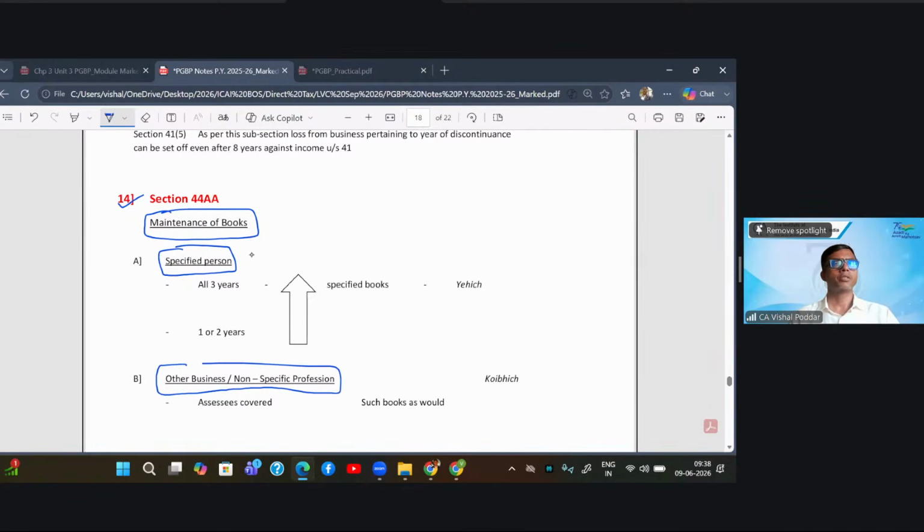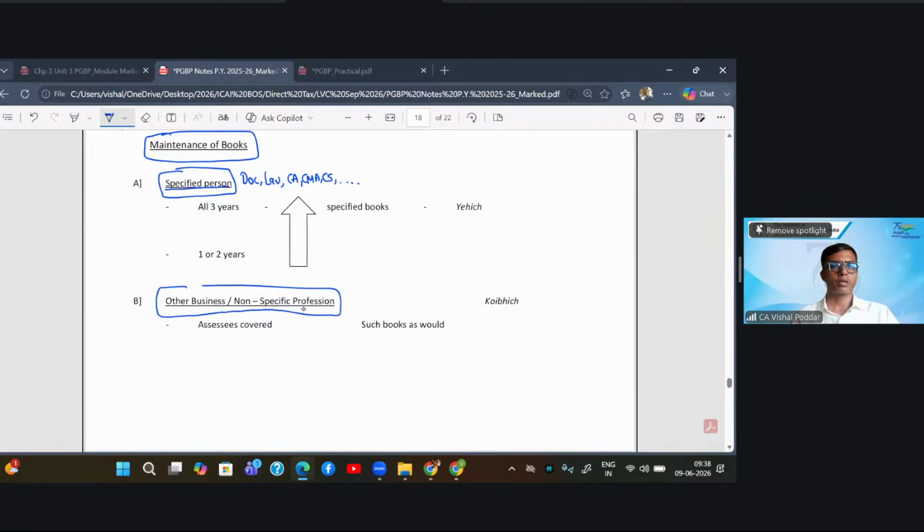One, those who are engaged in specified professions. Who are covered in specified professions? Doctors, lawyers, CA, CMA, CS. So some specified names are given. If you are into one of these professions, you are called a specified person. The second category covers the remaining persons. So professions which are not specified above are covered here, and all businesses are covered. Because here no business is covered, only professions are covered, and here all businesses and remaining professions are covered.